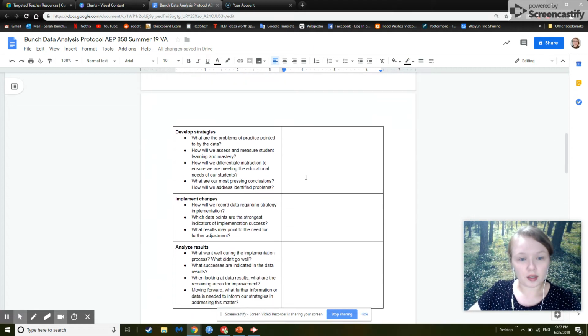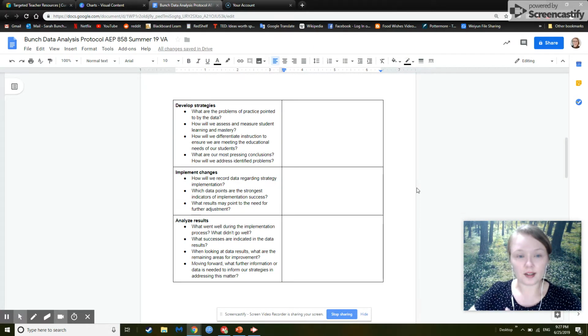Okay, let's go down to the second page. The 4th section is to develop strategies. What are the problems of practice pointed to by the data? How will we assess and measure student learning and mastery? How will we differentiate instruction to ensure we are meeting the educational needs of our students? And finally, what are our most pressing conclusions and how will we address the identified problems?